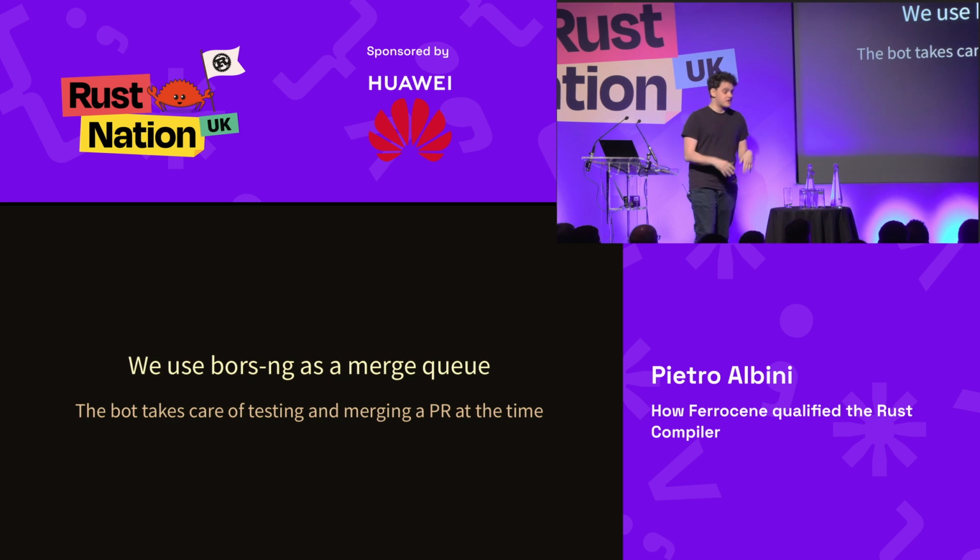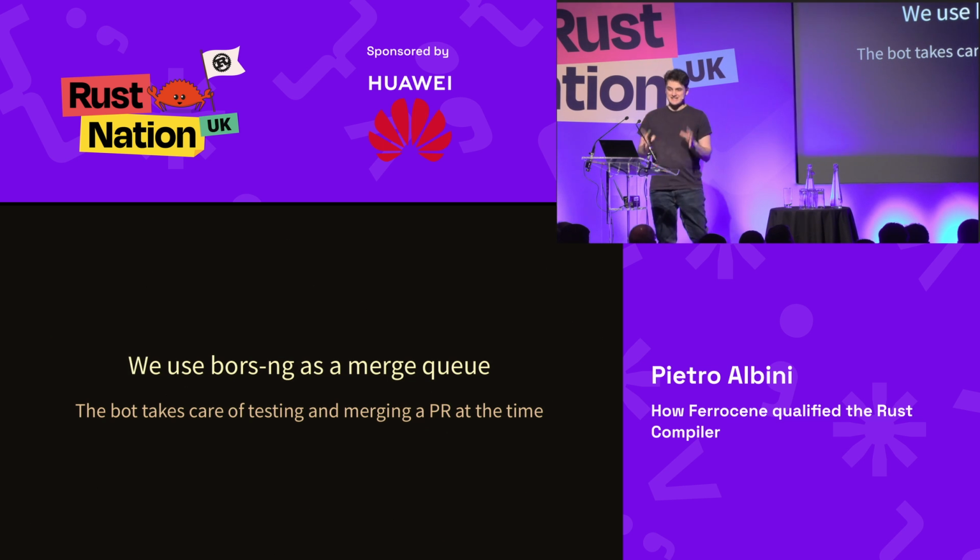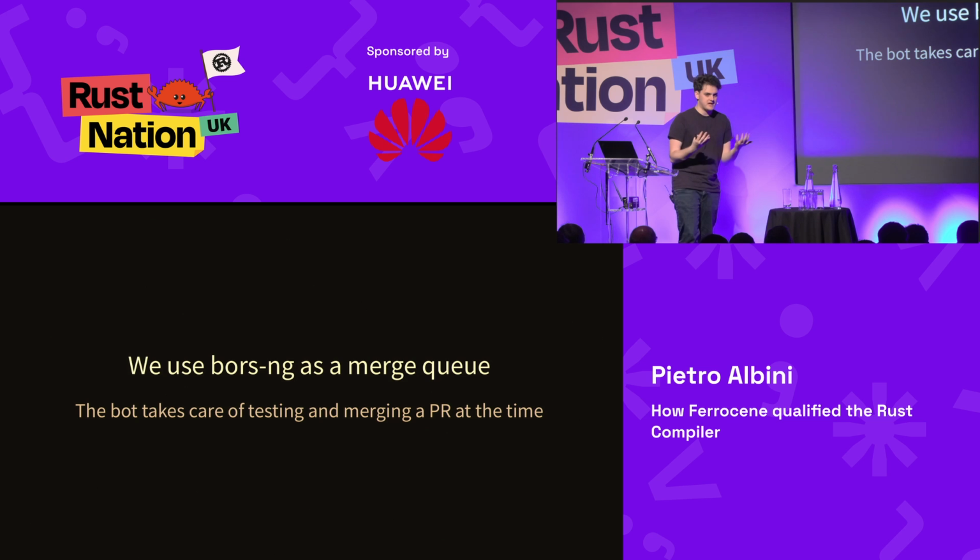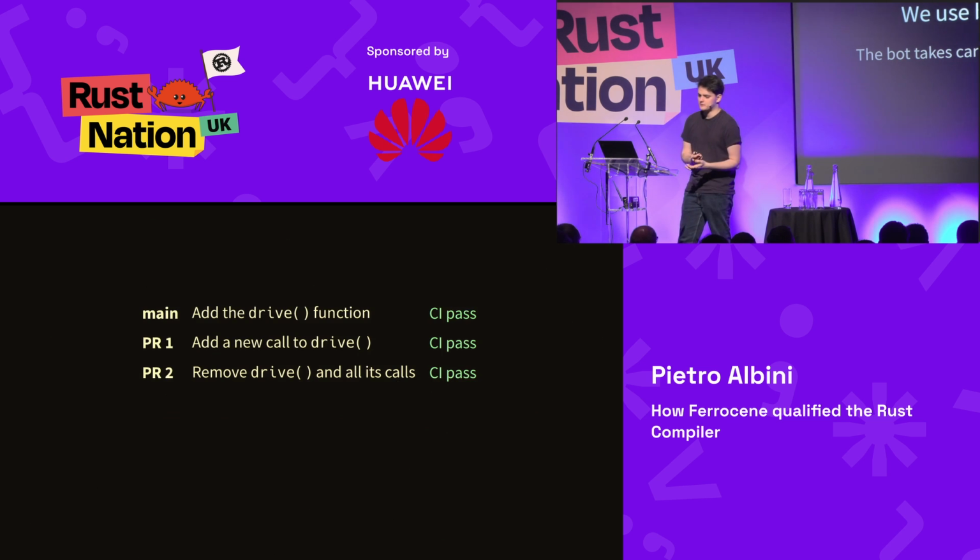In practice, we use BORS-NG as the merge queue, which was an implementation of BORS in Elixir, done by a member of the Rust community, which right now the public instance has been retired, but we continue maintaining our own private instance of it. And what BORS-NG does is it takes care of testing and merging one pull request at a time, or at least a group of pull requests at a time. Because even if a pull request passes CI, it doesn't mean that it won't break when you merge it to the main branch. Let's take a very quick example.